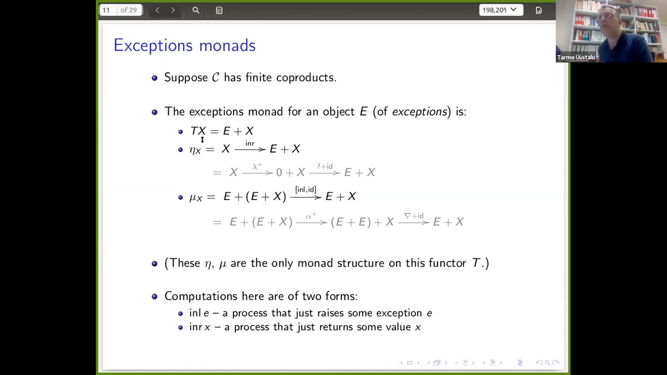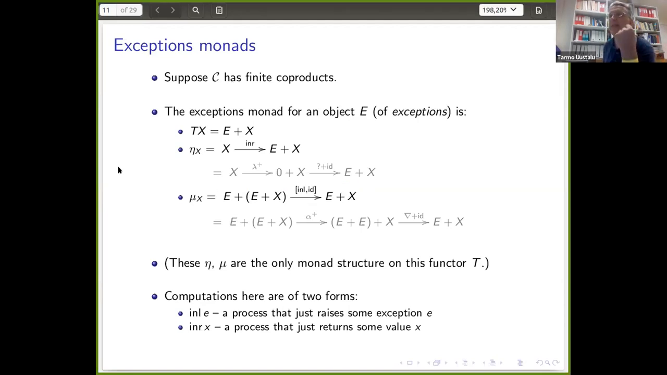So how can you possibly do this? This first guy is just right injection. You say, I've got a value, I just want to say it's in the right in this disjoint union. Multiplication is this thing. If I've got a choice of E or something which is a choice of E or X, then depending on where I am, there are three cases. I can produce an element of E or I can produce an element of X. If I'm here, I stay in the left. So this is a choice of in left and in right, in Haskell, either in it. If I'm on the left, I go to the left. If I'm on the right, I go to the right. Really, I do nothing. In this case, I just do identity.